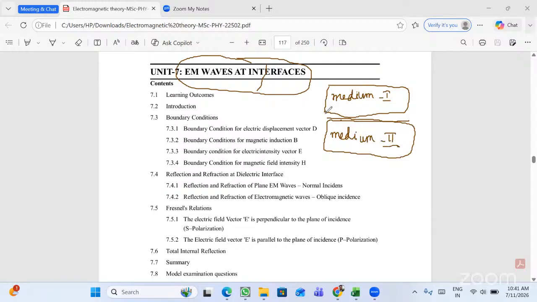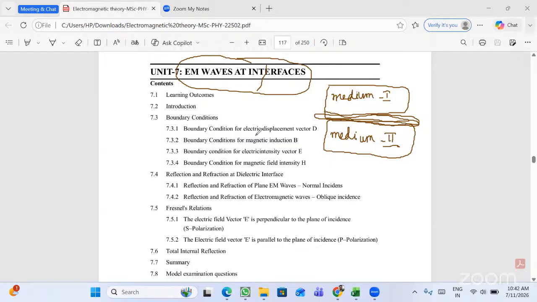So the place which is separating these two media, what will we call it? Interface. The place which is separating these two media we will call the interface. For medium 1 and medium 2, if you take examples, medium 1 may be the air medium, and medium 2 may be the glass medium, or air and water medium. Like this, we have different examples of different media.